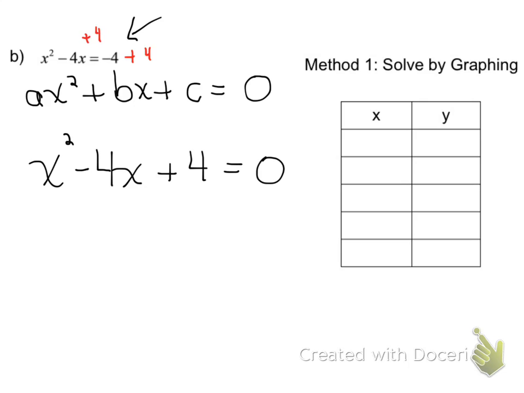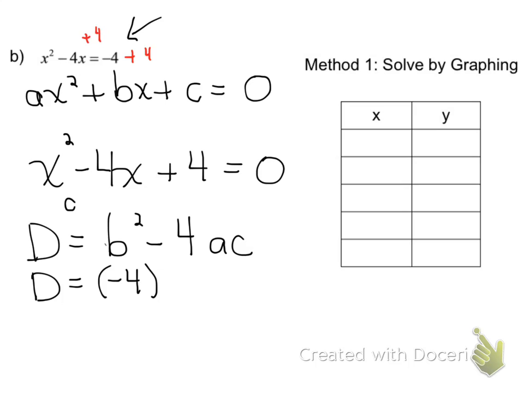Now that it's equal to 0, I can go ahead and determine how many roots I have. To determine how many roots we have, we're going to calculate the discriminant. So the discriminant is capital D equals b squared minus 4ac. The b value is negative 4, the a value is 1, and the c value is positive 4.